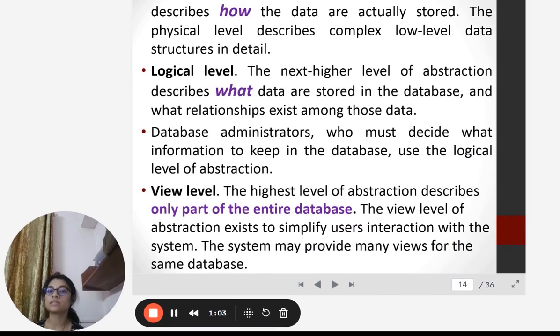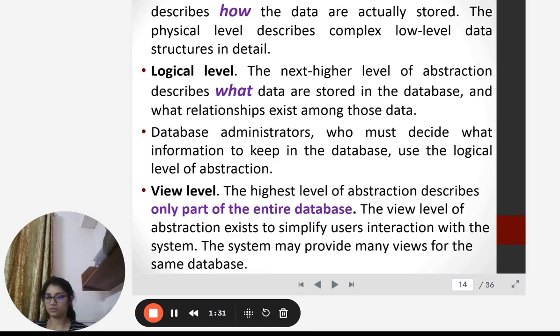Physical level, the lowest level of abstraction, describes how the data are actually stored. The physical level describes complex low-level data structures in detail. Logical level, the next higher level of abstraction, describes what data are stored in the database and what relationships exist among those data.